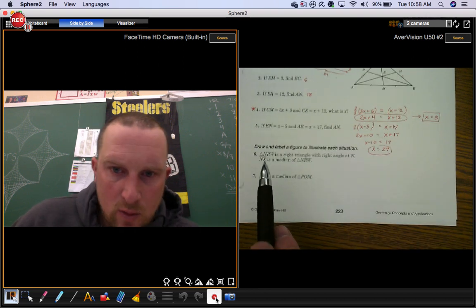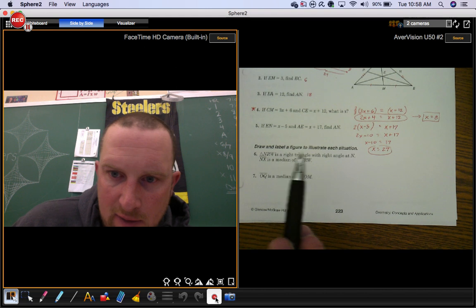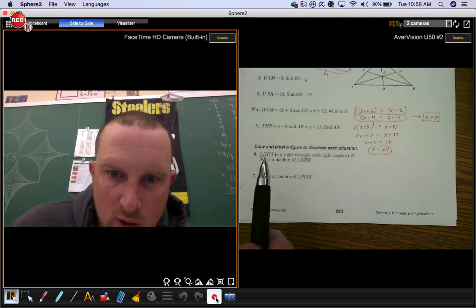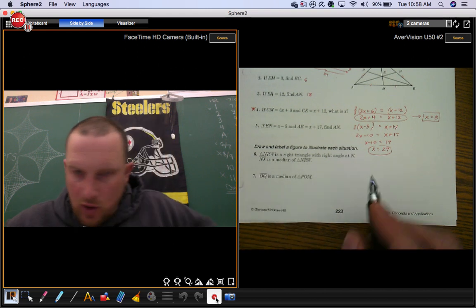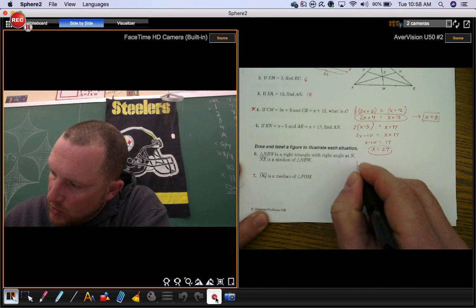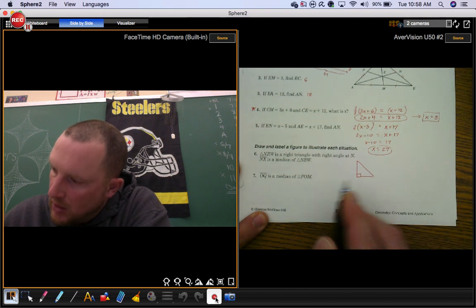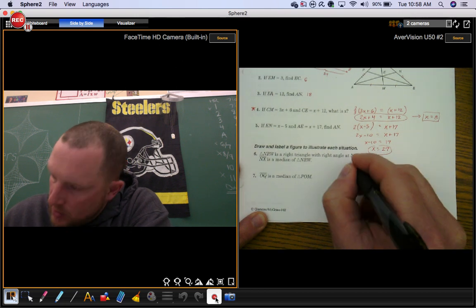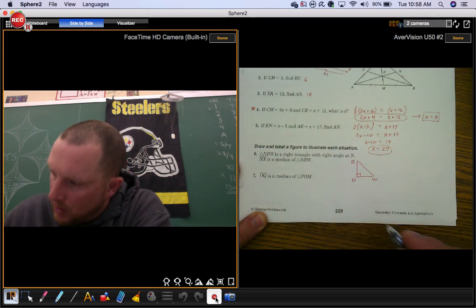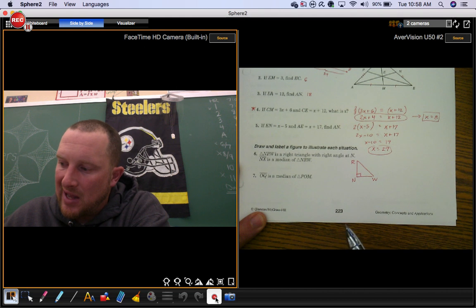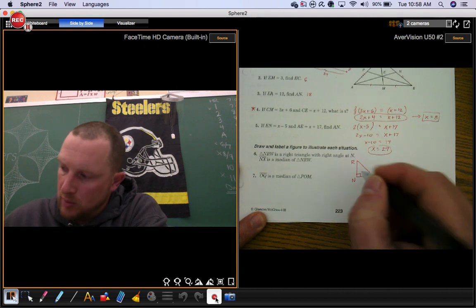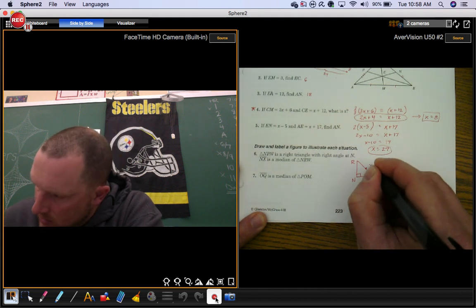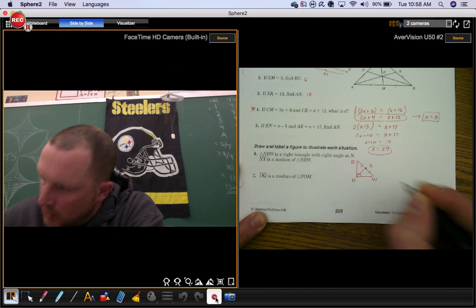Number 6, we're going to draw and label a figure to illustrate this situation. Triangle NRW is a right triangle. So just draw yourself a right triangle. And you want the right angle to be point N. So I'll make these other vertices R and W. Segment NX is a median of the triangle. So that means X better be a midpoint over here.